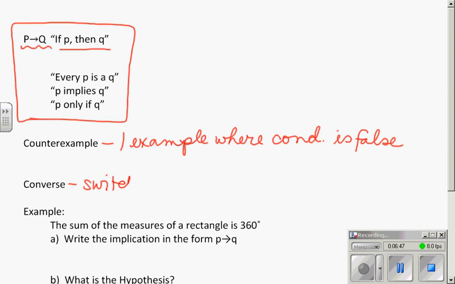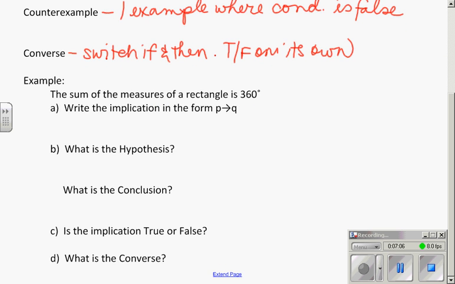Now, a converse, you're going to switch the if and then in a conditional. It is true or false on its own. So no matter what happens with the conditional, you still have to look at the converse separately to see if it is true or false.